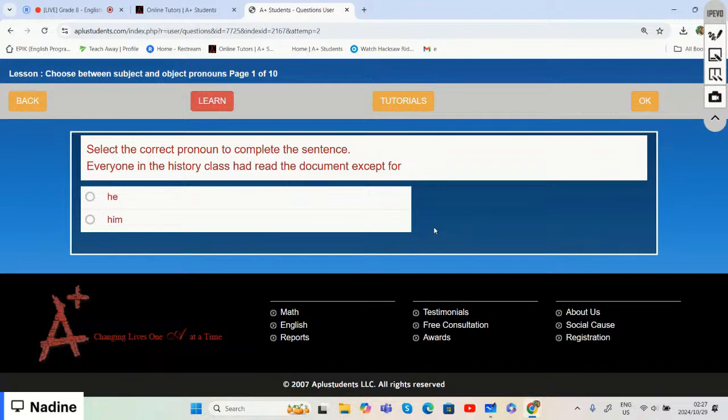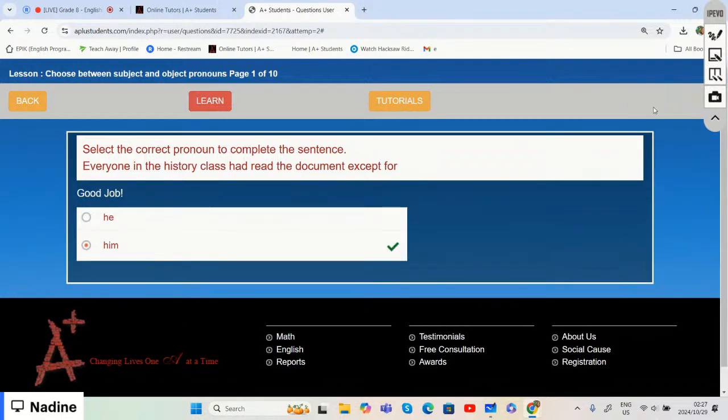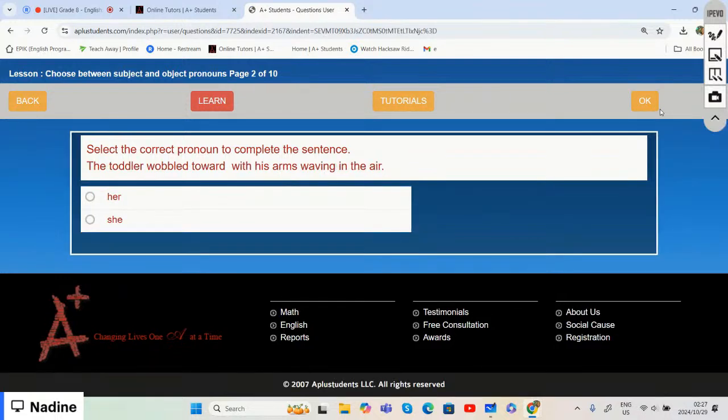And if we were to select the correct pronoun to complete the sentence, then we say everyone in the history class had read the document except for. We're going to choose the second one. Yes, well done. The second one is correct, except for him. And that is an object pronoun. The next one says the toddler wobbled towards her or the toddler wobbled towards she with his arms waving in the air?